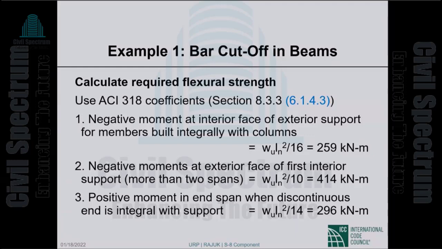Anyway, I will not go into that, but you shouldn't have any qualms about using these simple looking ACI coefficients for design purposes, particularly gravity design. So according to these ACI coefficients: negative moment at interior face of exterior support for members built integrally with columns. So negative moment at interior face of exterior support.